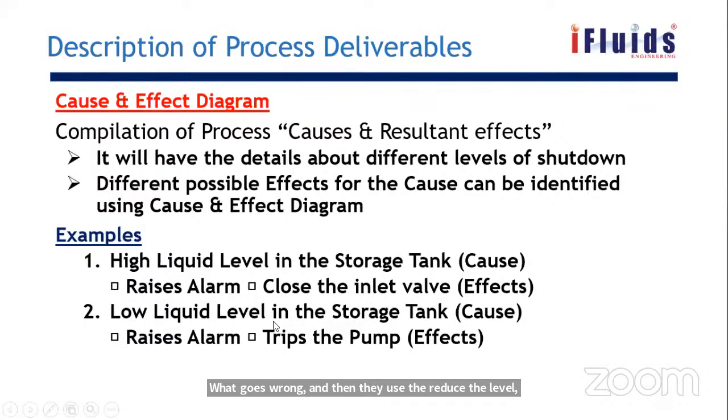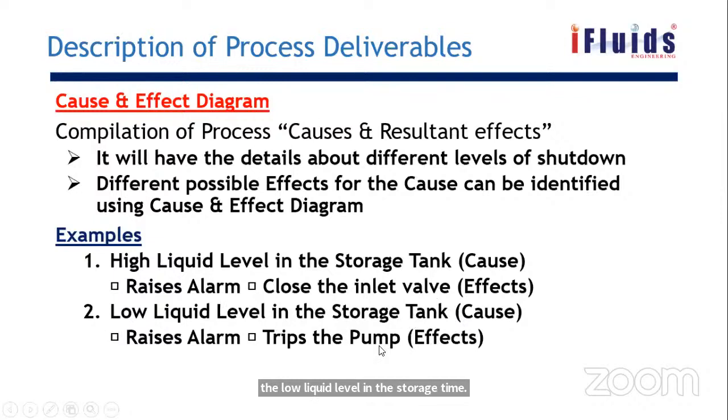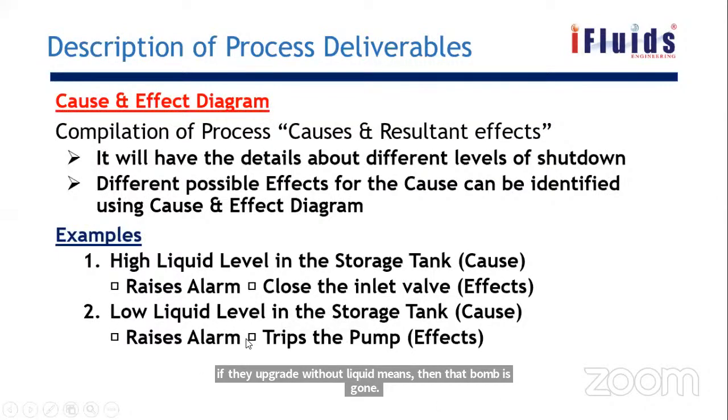Similarly, for low liquid level in the storage tank, the liquid will be pumped from the storage tank, which is a continuous process. In case my liquid level is getting low or my incoming fluid is stopped, the inventory will be getting emptied, right? So it will raise the alarm initially, and then finally it will trip. The pump cannot operate without a liquid. If it operates without liquid, then the pump is gone. So to avoid that pump damage, this trip is provided.